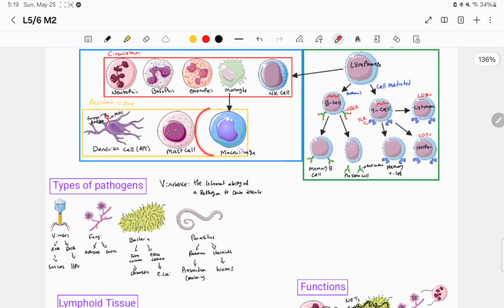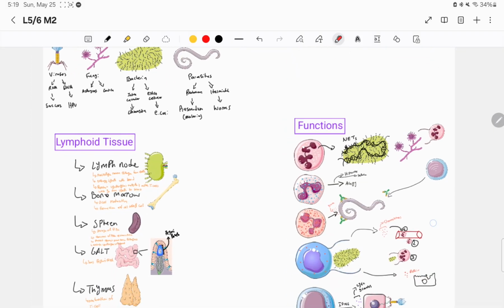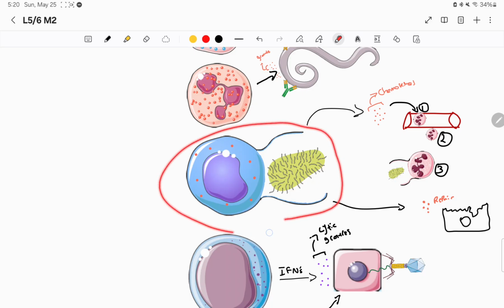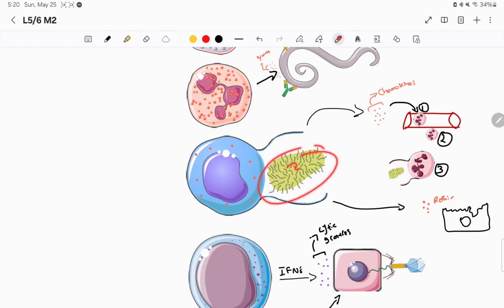Remember this guy, the macrophage? He's resident tissue. This macrophage is so good at eating, which is in its name. Macro meaning large, phage meaning eater. Look at him. Big guy. Look at him. He is eating this bacteria right here. Okay? And then, of course, he's going to digest them inside of himself.